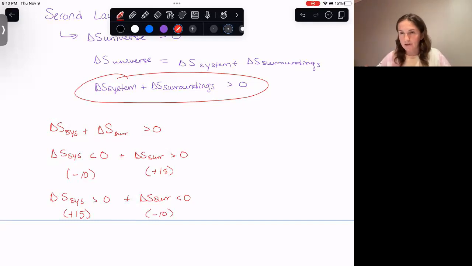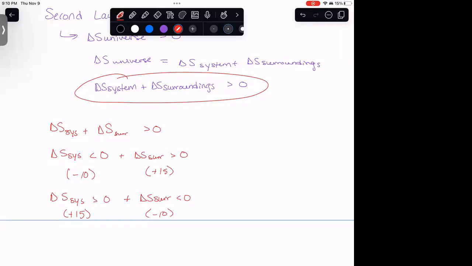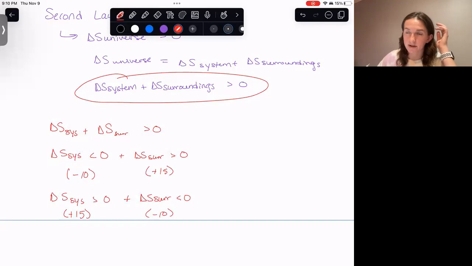Does that clear up that slide a little bit? So basically the net just needs to be positive. Yep, net positive entropy. Things can have negative entropy, right? You can get less disordered, but that means that something else got even more chaotic than the thing that got ordered.